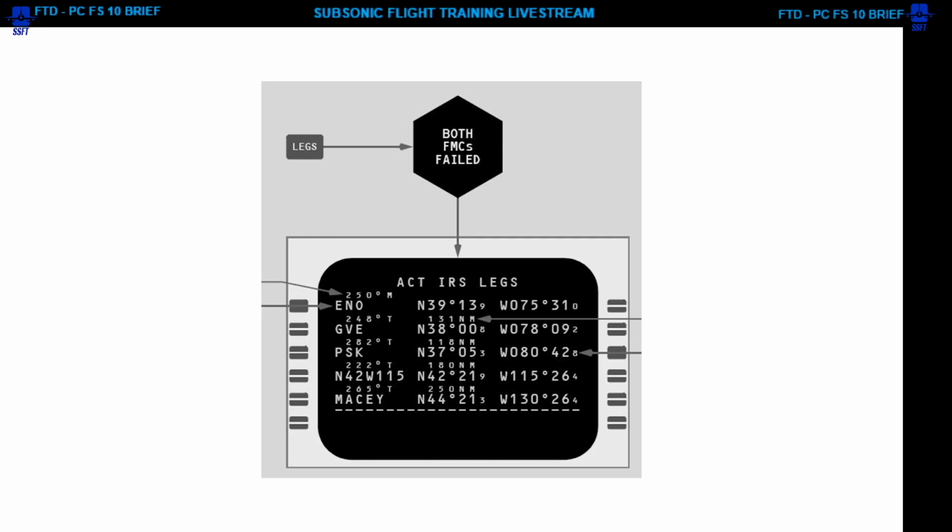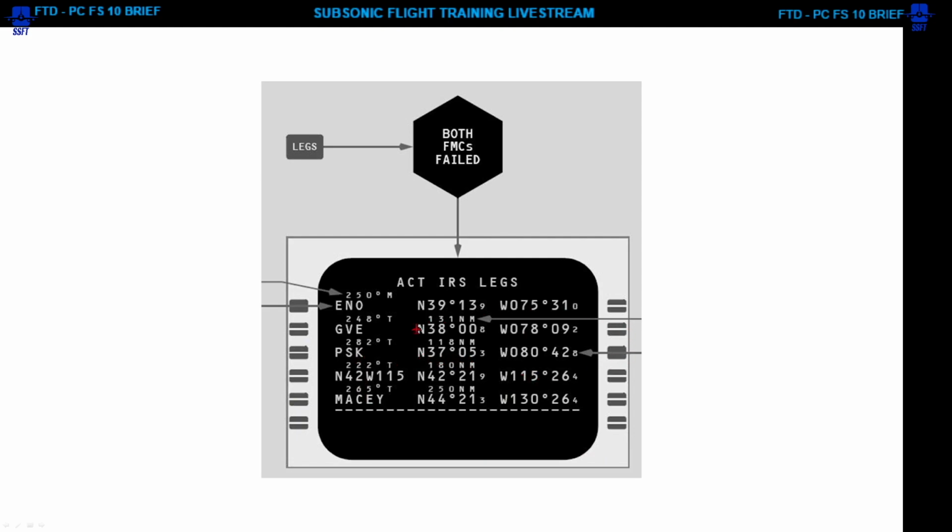You'll notice that if you wanted to go direct, let's say ATC gives us direct to Papa Sierra Kilo, you could do it the way you normally do it. You could bring Papa Sierra Kilo to the scratch pad, and you could bring it to the top, and then you could execute it, and it'll go direct to Papa Sierra Kilo.